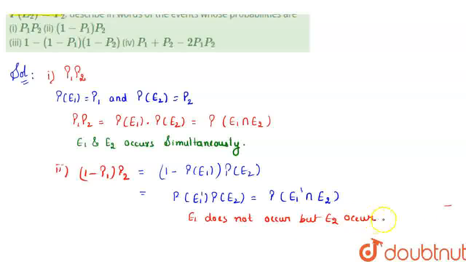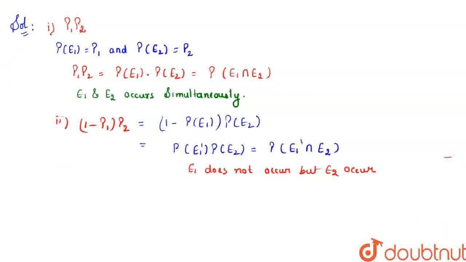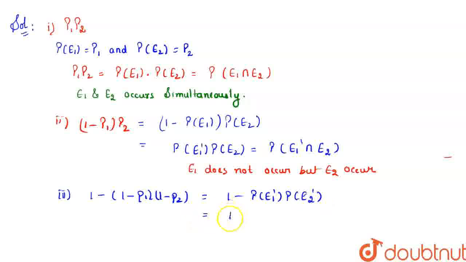Now moving to the third part: 1 minus p1 into 1 minus p2. So let us just write it down. The third part is 1 minus p1 into 1 minus p2. Now we can write this directly as 1 minus P(E1) complement, and in the same way 1 minus p2 as P of E2 complement. So this can be written as 1 minus P of E1 complement intersection E2 complement.